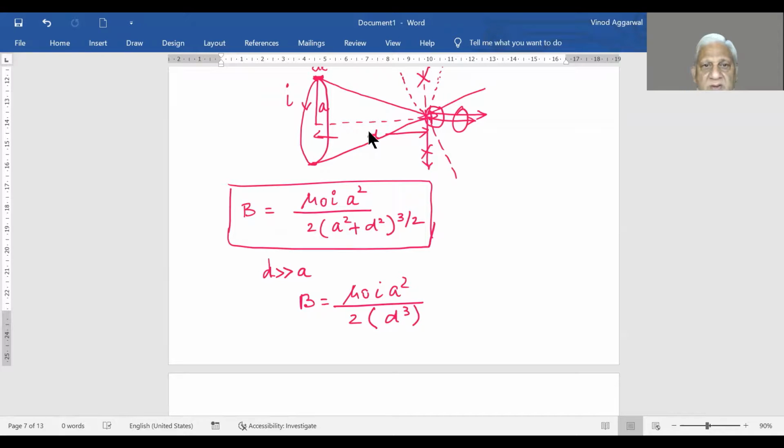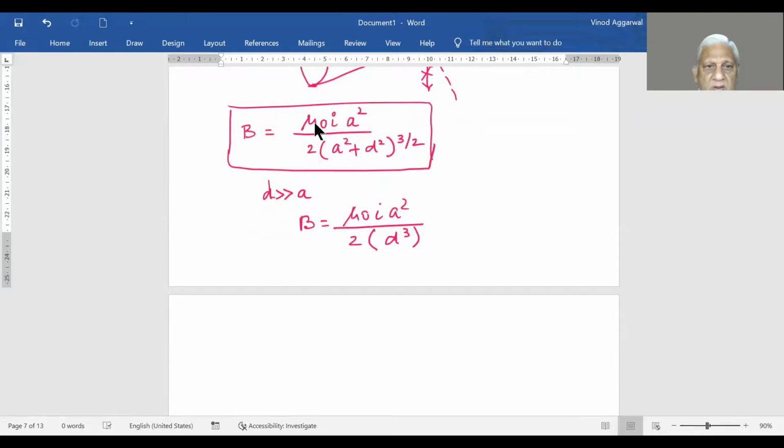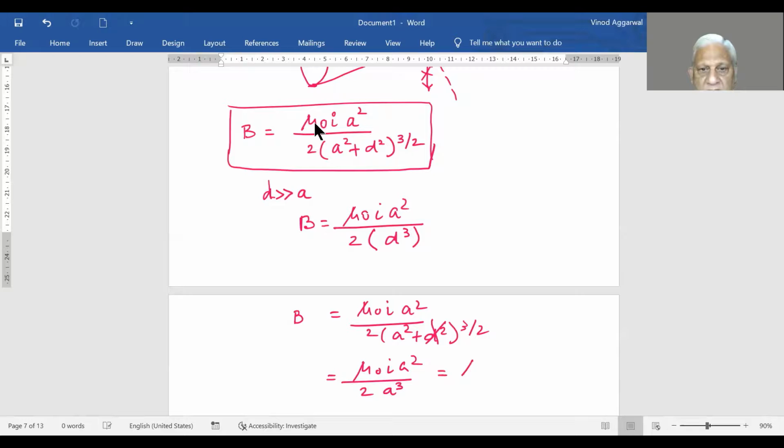Now what if we squeeze this d and bring it to the coil itself? Then what will happen? Our B will become μ0 I a square over 2 (a square plus d square) to the power 3/2, where d becomes 0. So this becomes μ0 I a square over 2 a cube, and this becomes μ0 I over 2a.